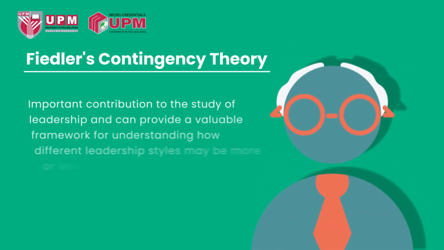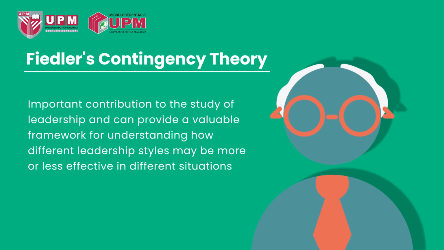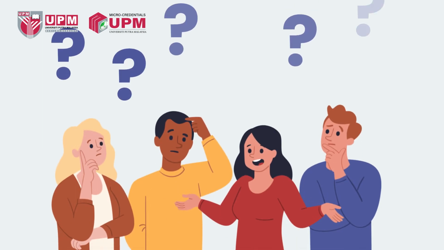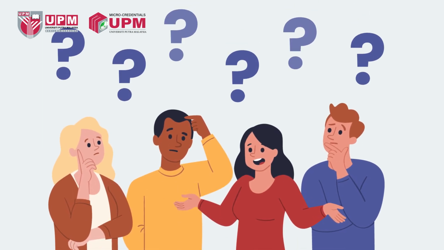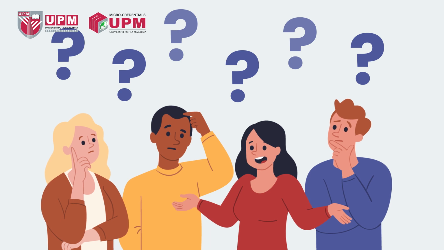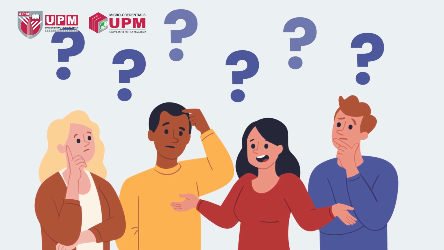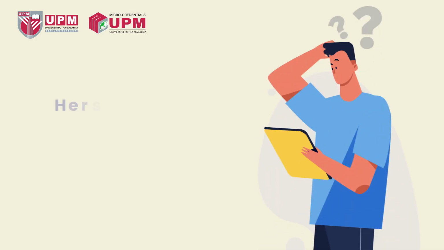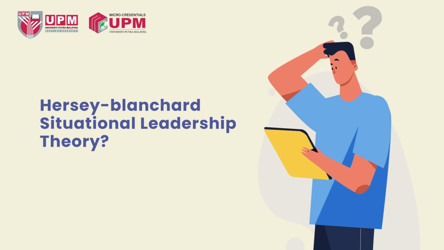Overall, Fiedler's contingency theory is an important contribution to the study of leadership and can provide a valuable framework for understanding how different leadership styles may be more or less effective in different situations. However, like any leadership theory, it has limitations and should be applied with caution and with an understanding of its strengths and weaknesses. So now, what is Hersey-Blanchard situational leadership theory?